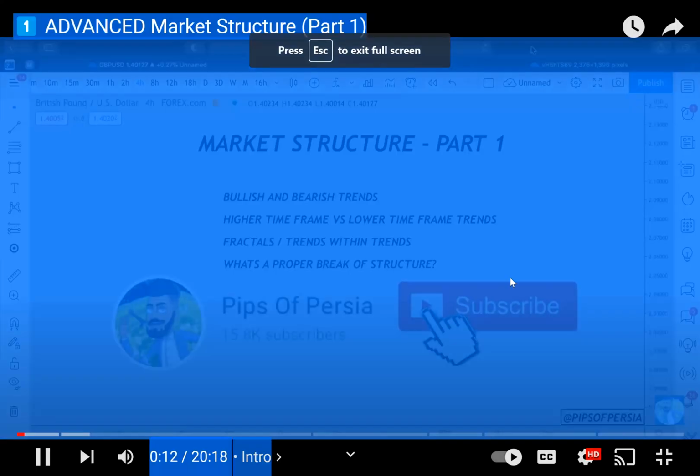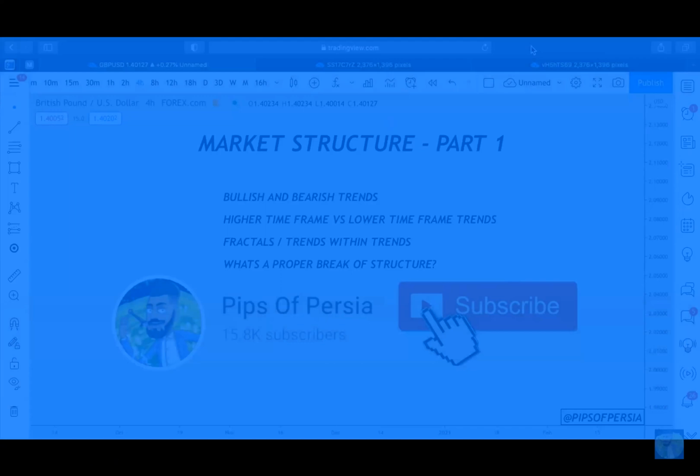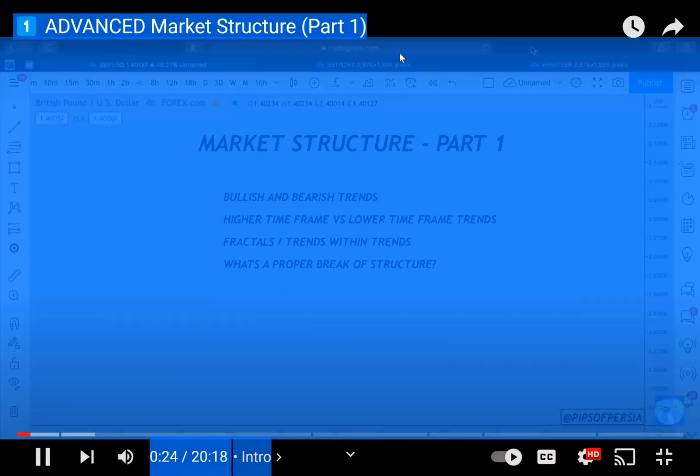Pips of Persia here. In today's video, we are going to start another mini series on market structure to little by little help you all have a great understanding of the most important element of trading, being market structure.